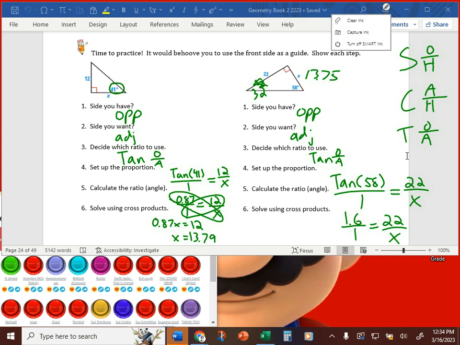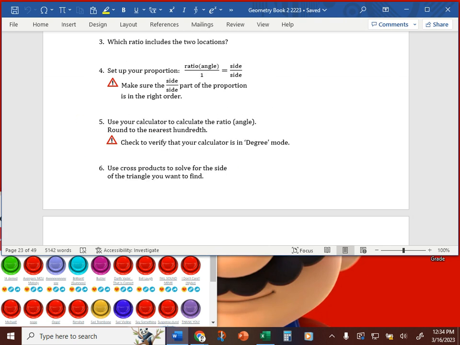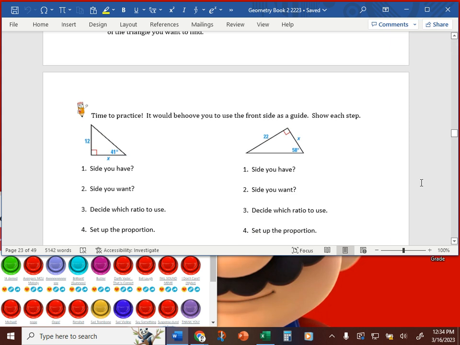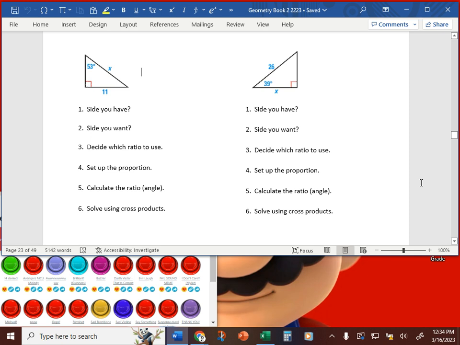Okay? All right, so the bottom one, the last one here. We'll do it quick. Joey, what's the side we have? Hypotenuse. We have the hypotenuse. What's the side we want? Adjacent. Which ratio includes hypotenuse and adjacent? Cosine. Okay.